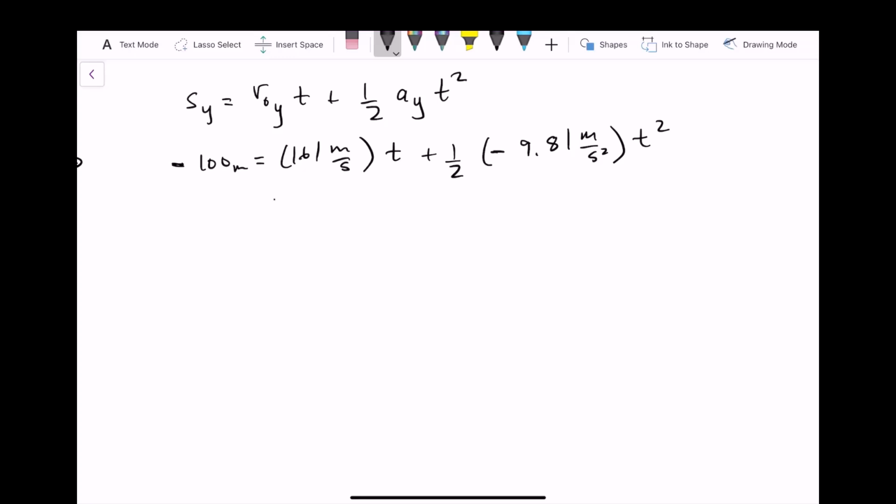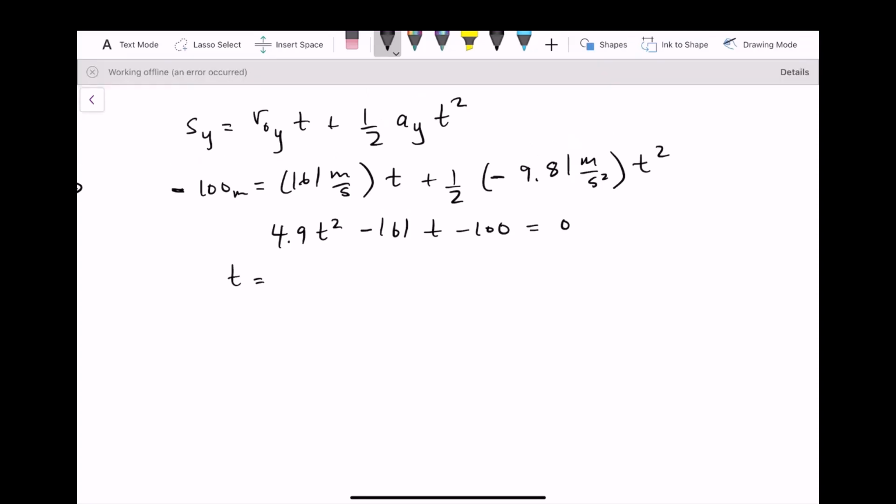So if I rearrange it here, you'll see I'll get something like this: 4.9 t squared minus 161 t minus 100. Remember back to the first video, this looks like something where we can use the quadratic formula to solve, and we're going to get two values. This, again, is solving for where that parabola would cross the horizontal axis. So we're going to get two values here.